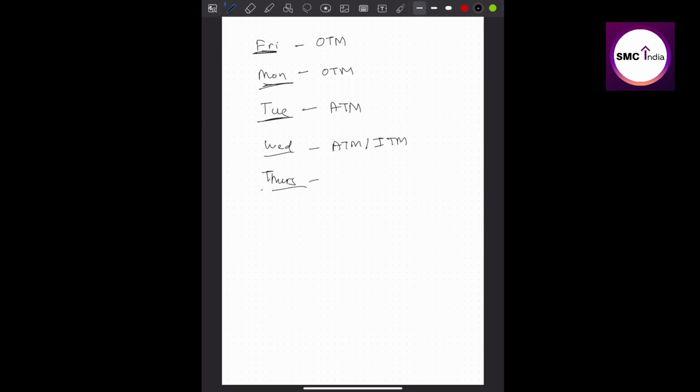And on Thursday we'll definitely trade in the money, because the time decay is maximum, because on Thursday theoretically the option has to go to zero, correct? So on Thursday we'll trade in the money. I hope this is clear. The difference between in the money, at the money and out of the money.